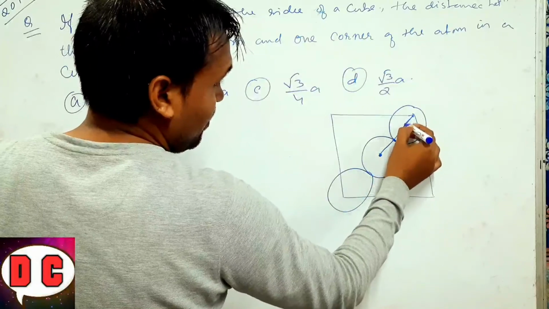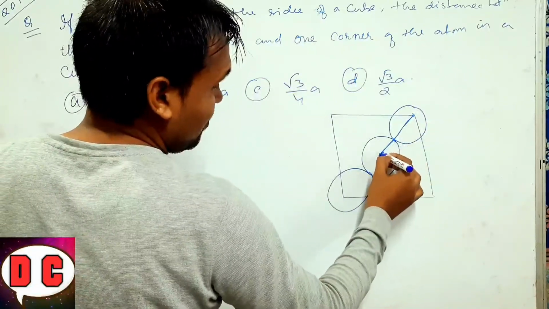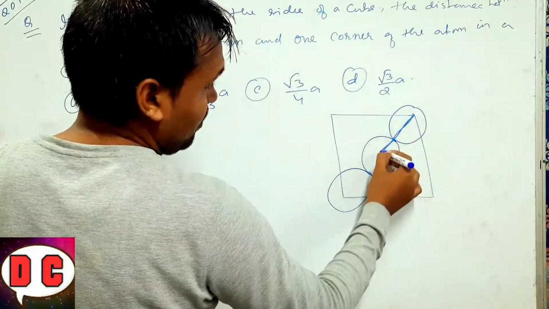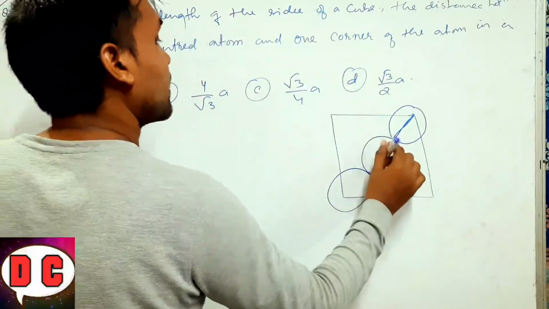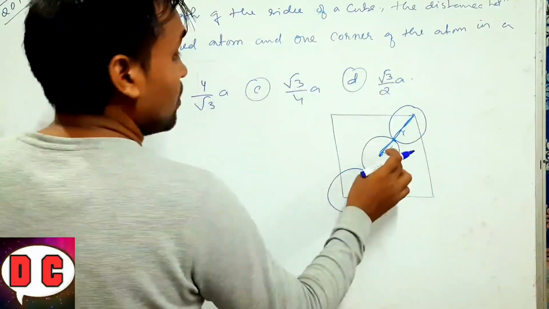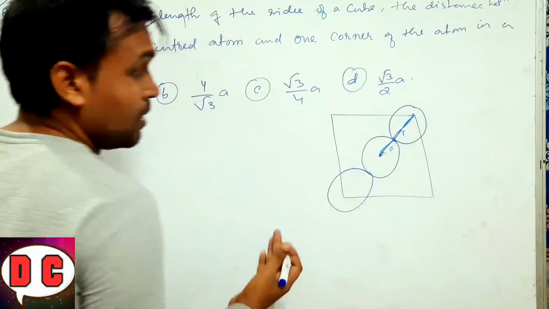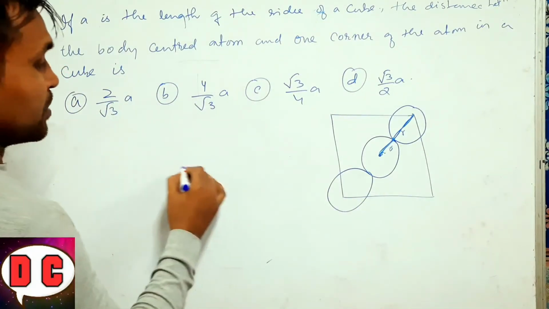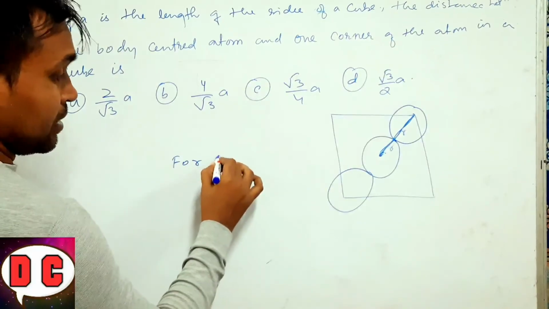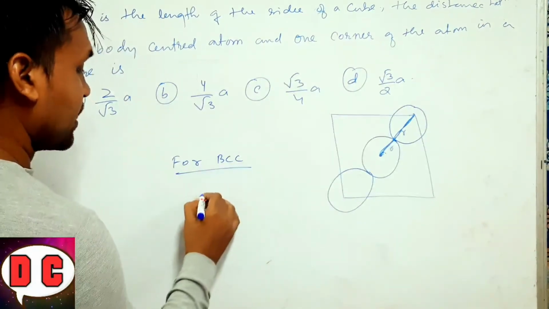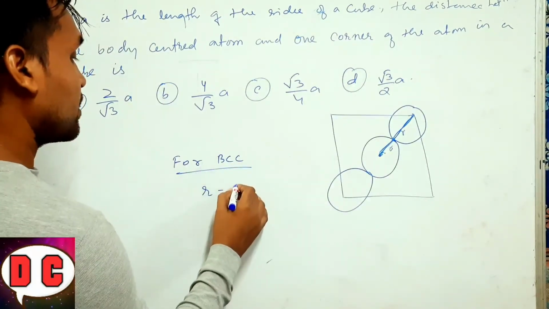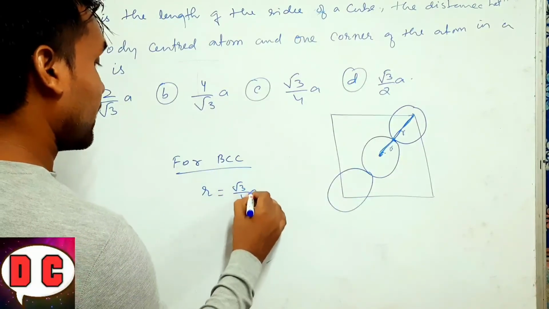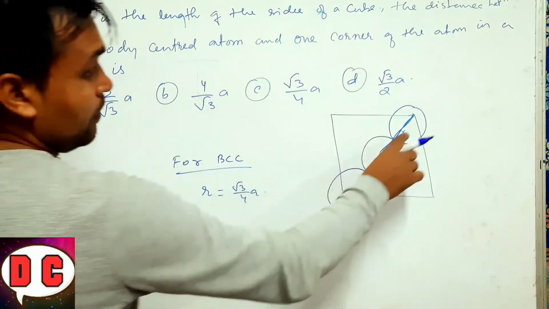Okay, so this is the one, we have got it. So this one is what? Here is R and this is R. So this one R plus R becomes what? Diameter, right or not? But we have the radius relations for BCC. We have already discussed for BCC. What was the radius relations? Radius relations was √3/4a. So they are telling us find out this distance.